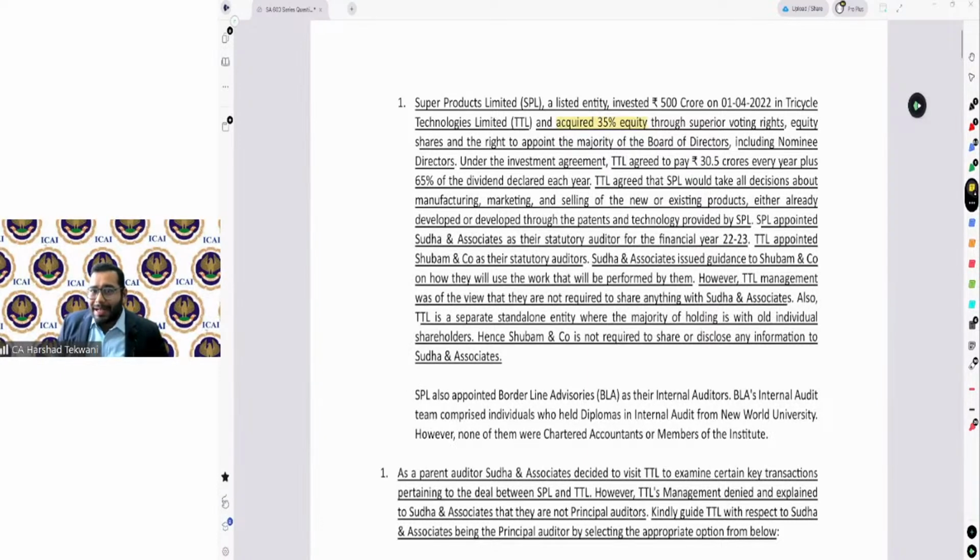In order to understand the concept of principal auditor, first of all, we need to understand how the relationship can be established. That's very important from that point of view.